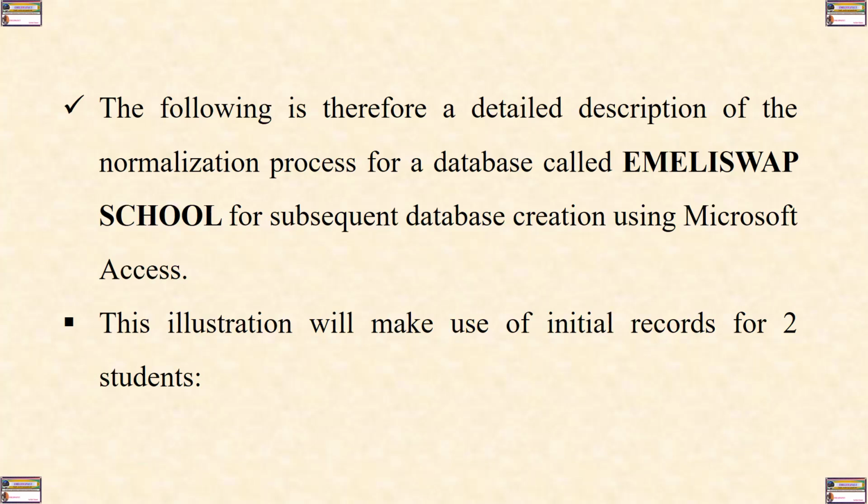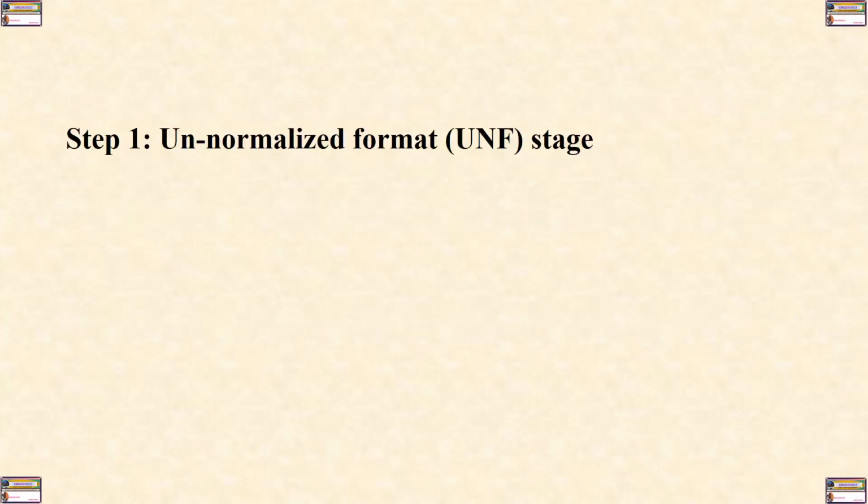And in our case, for this demo, I'm going to make use of records for 2 students. But of course, as we proceed with database creation, and once we acquire the skills on how we do the normalization, we are going to increase the number of students that we're going to be storing in our normalized tables from 2 to 7. And this is simply for demonstration purposes.